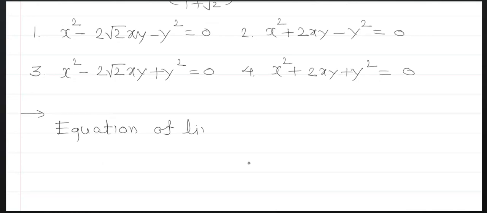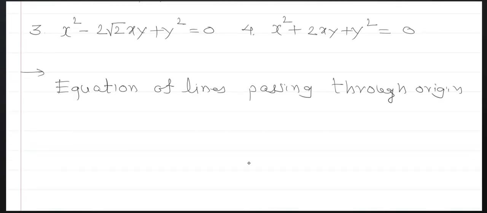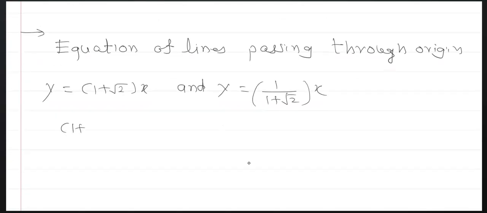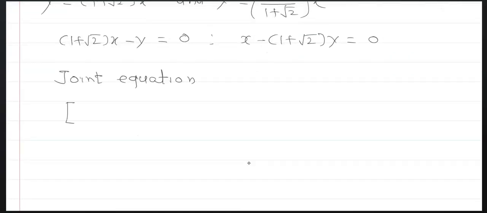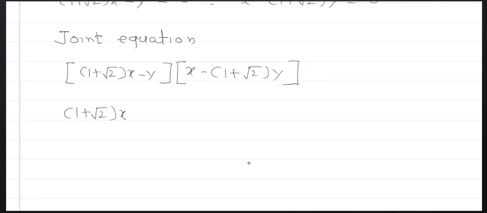Now the equation of a line passing through the origin is y equals mx, that is y equals (1 plus root 2) into x, and y equals 1 upon (1 plus root 2) into x. Now evaluate this. The first is (1 plus root 2) x minus y, and the second is x minus (1 plus root 2) y equals 0. The joint equation is their multiplication equal to 0.